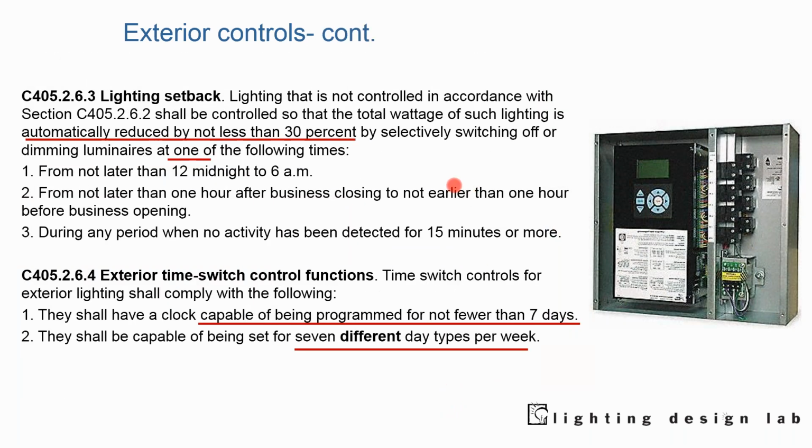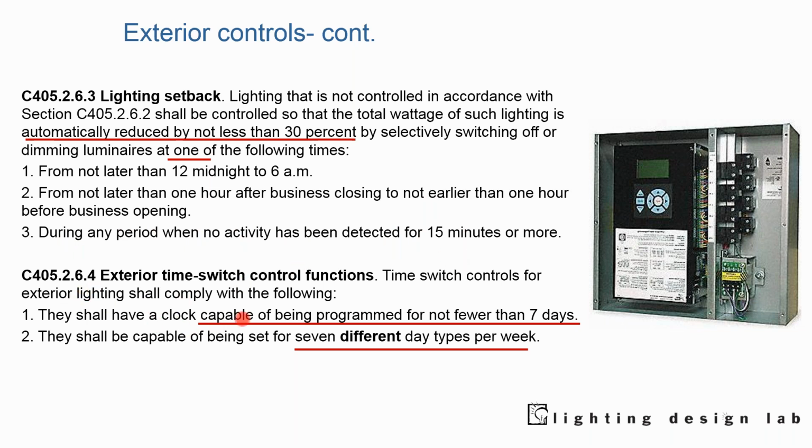Continued on that same subject, lighting setback. What they're wanting is for timers to automatically reduce the light by not less than 30% during one of the following times: either from 12 to midnight, or not later than 1 hour after business closing and not earlier than 1 hour before business opening, and during any period when no activity has been detected for 15 minutes or more.